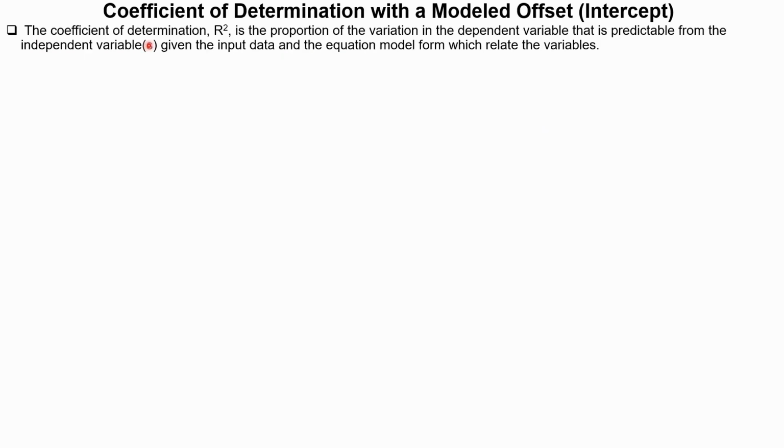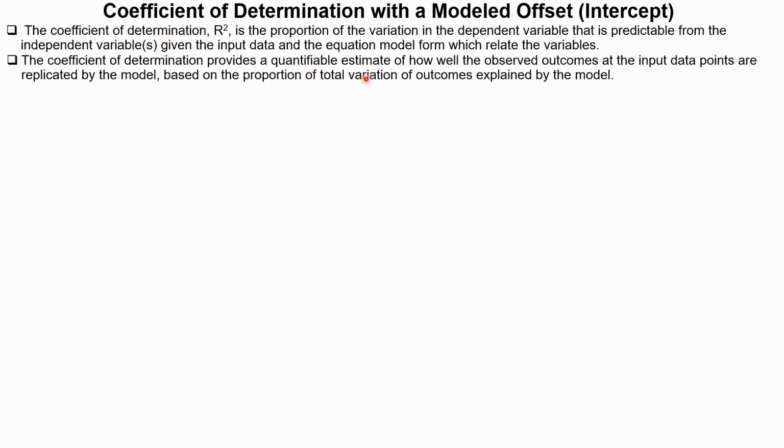The coefficient of determination, designated as r squared, is the proportion of the variation of the dependent variables predicted by the independent variables given the input data in the model equation form, which relates the dependent and independent variables. It provides a quantifiable estimate of how well the observed outcomes of the input data points are replicated by the model, based on the proportion of the total variation explained by the model.